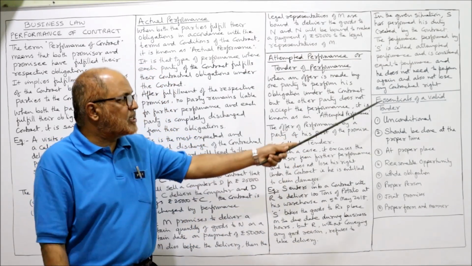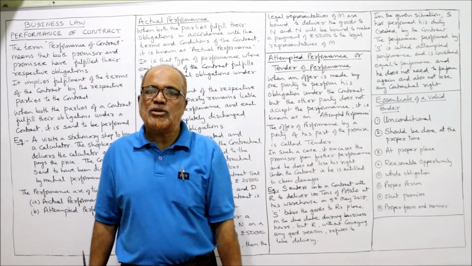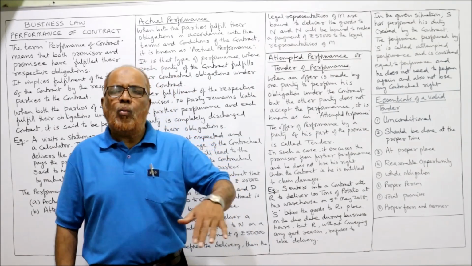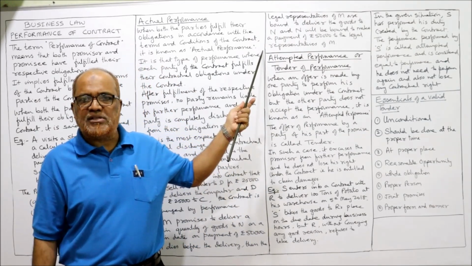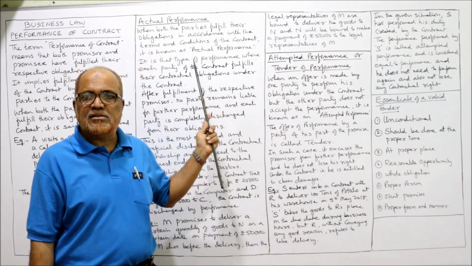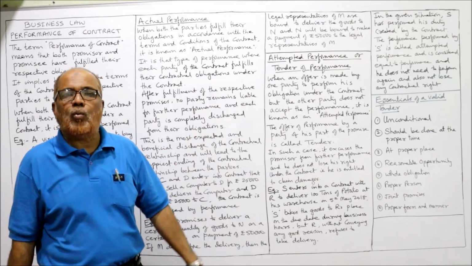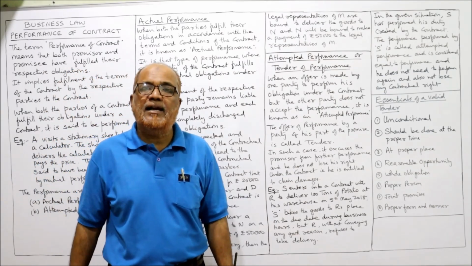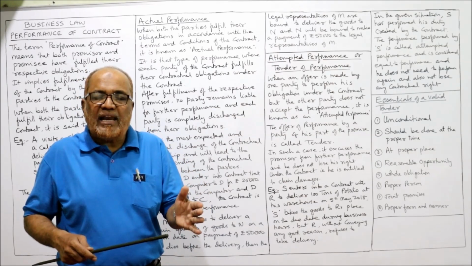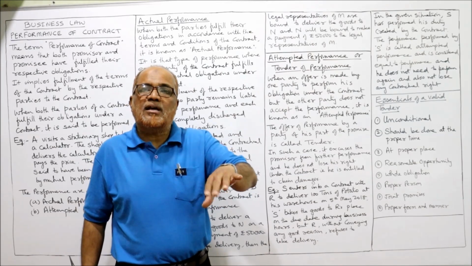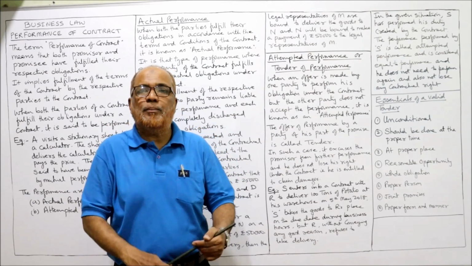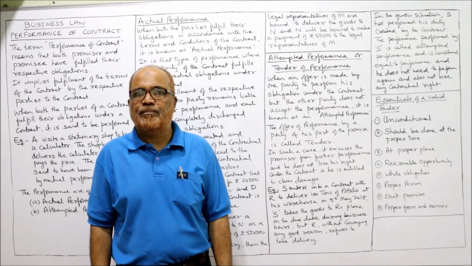Now, what are the essentials for a valid tender? In examinations, you may be asked very frequently a question like, what is attempted performance? What is tender of performance? This is a theory question. Apart from that, they will ask you what are the essentials for a valid tender. When will the tender be valid? If the tender is valid, then only the promisor can sue the promisee. Otherwise, if there is a flaw in the tender, the promisee will not pay any damages.